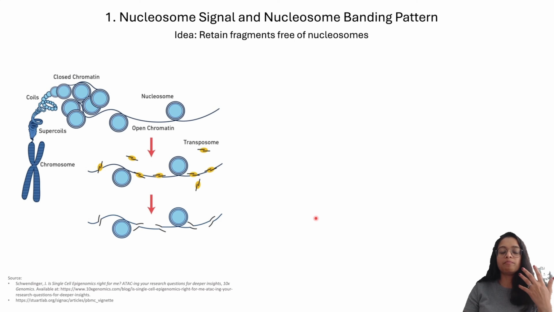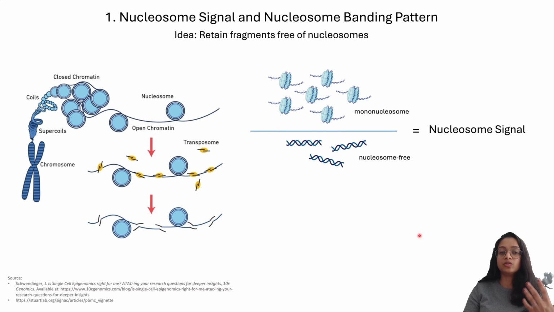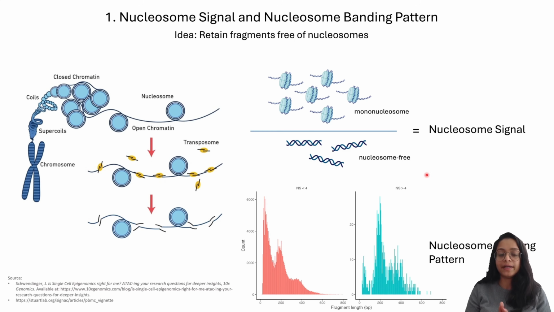So we measure that by calculating the nucleosome signal. The nucleosome signal is a ratio of the fragments bound by mononucleosome over nucleosome free fragments. So the cells which have a lower nucleosome signal have an enrichment of fragments that are not bound by nucleosomes. And in addition to the nucleosome signal, we can also visualize the nucleosome banding pattern for the cells with low nucleosome signal versus the cells with high nucleosome signal.